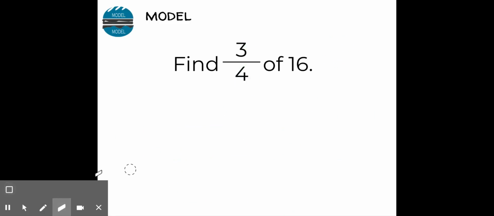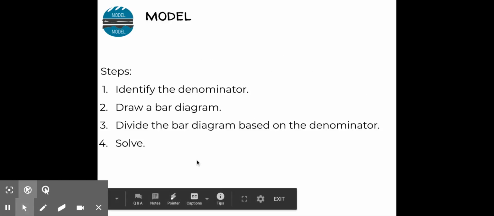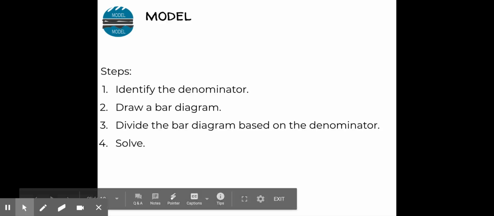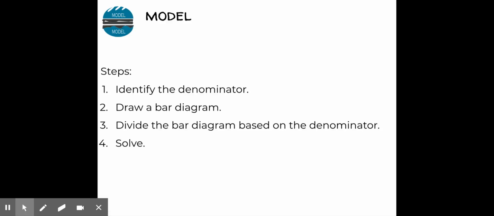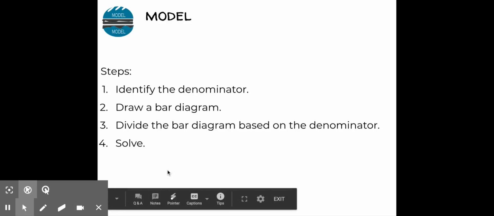I'm going to review the steps with you, and then we'll try another one together. We need to identify the denominator first. We're going to draw a bar diagram using our whole number to represent that whole. We're going to divide the bar diagram based on the denominator, and then we can solve based on the numerator.